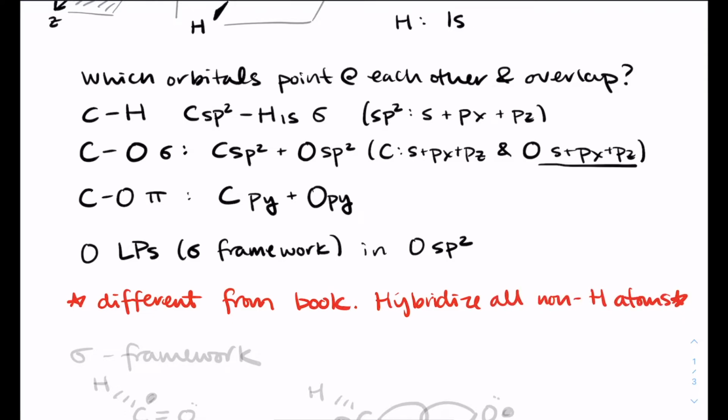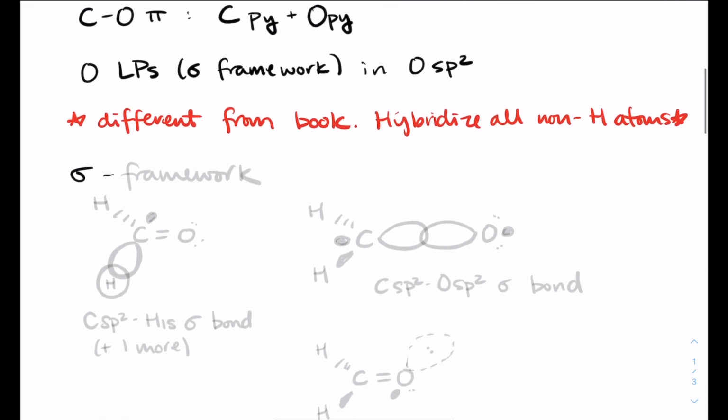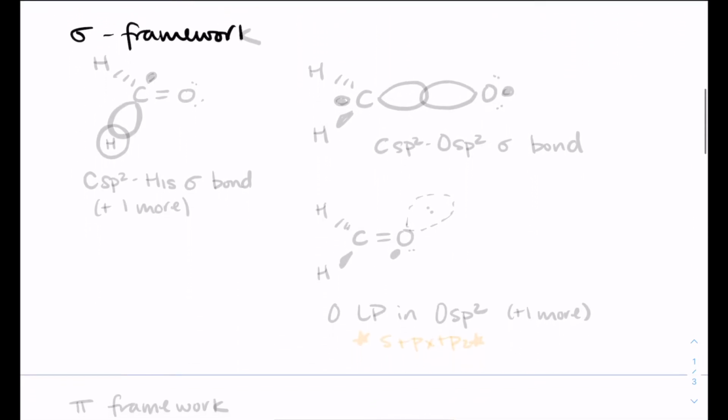You'll do the sigma one, and all lone pairs. And they live in the sp2 hybrids on oxygen. Okay, so let's sketch pictures of these. So my carbon sp2, hydrogen 1s.